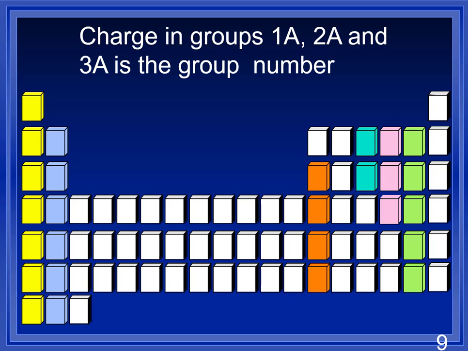Remember that the charge for each cation and anion: each cation in 1A is the group number. So the alkali metals make a 1+ because they lose their valence electron. The alkaline earth metals make a 2+. And way over there at 3A, the metals there make a 3+.